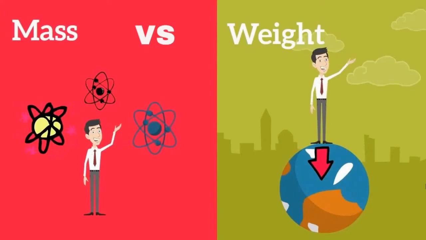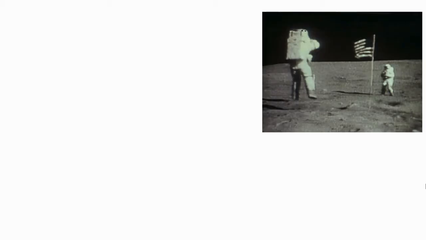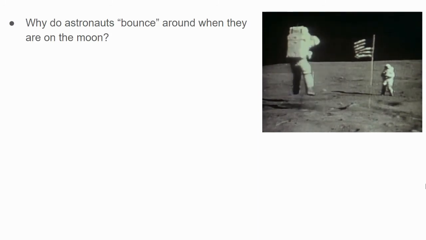Let's talk about the difference between mass and weight. So, I have a GIF right here, and it's an astronaut that's bouncing on the moon. When you think of astronauts leaping across the moon's surface, they bounce. So, why do astronauts bounce around when they're on the moon?